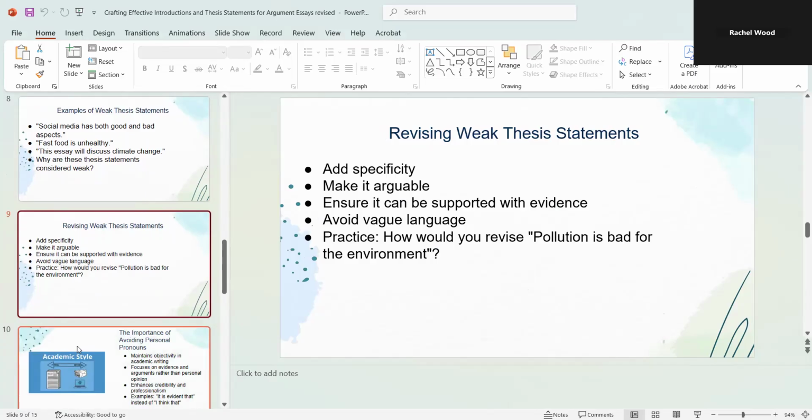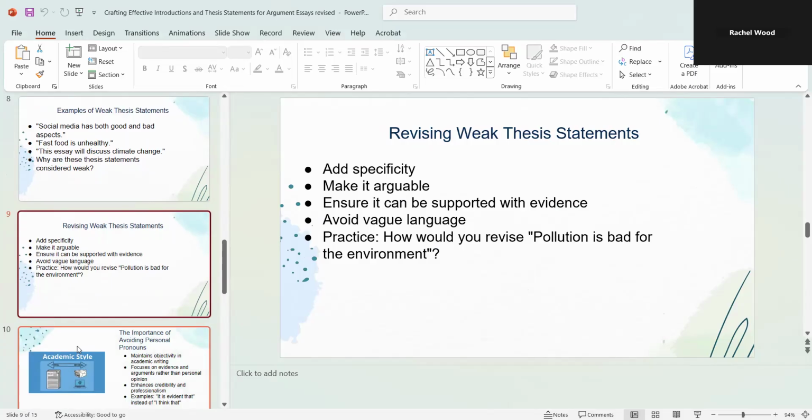You want to add some specificity. You want to make it arguable. You want to ensure that it can be supported with some evidence. You want to avoid vague language. So how would you revise the statement, pollution is bad for the environment? Well, one of the things that I would say is I would add some specificity. Why is pollution bad for the environment?